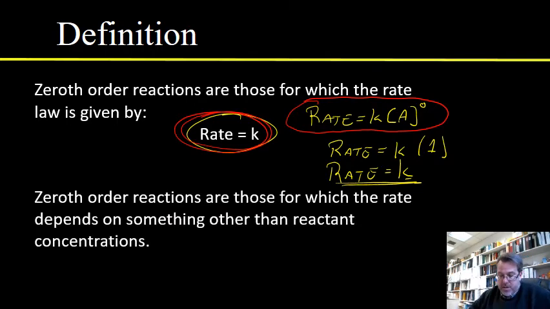All right. So if the concentration, well, I was going to say the concentration of the reactant A, but really all of the reactants are not found in the rate equation. So for zeroth order reactions, the rate does not depend on reactant concentrations. It depends on something else, right? And that seems kind of weird. But let's take a look and see how you can have a reaction that's not dependent on reactant concentrations.